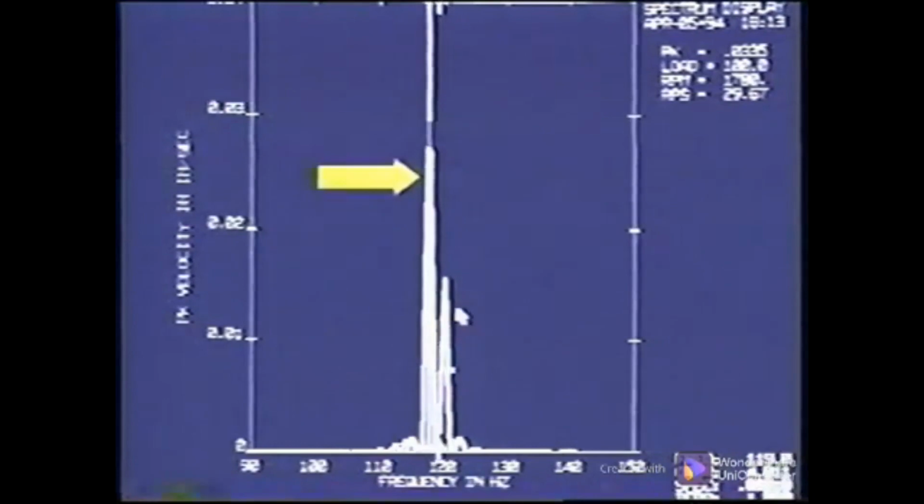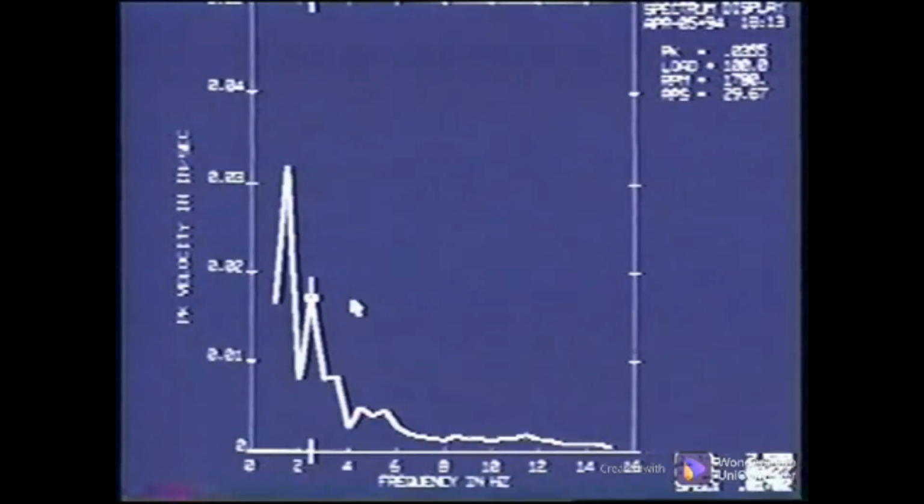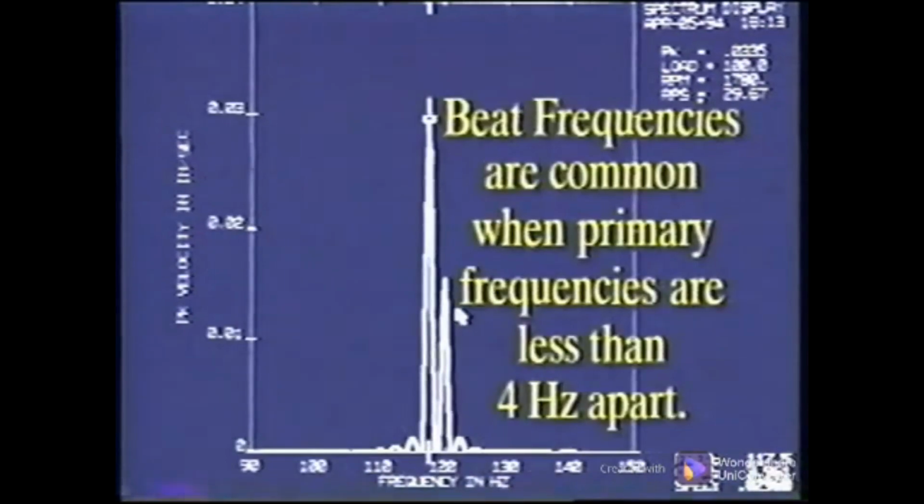The peak at 117.5 Hertz is exactly 2 times turning speed, and the peak at 120 Hertz is 2 times line frequency. The sidebands result from the beat of two primary frequencies, each having harmonic content. This beat frequency is also present at the difference frequency of 2.5 Hertz. Beat frequencies are common when primary frequencies are less than 4 Hertz apart. Now let's look at frequency modulation.